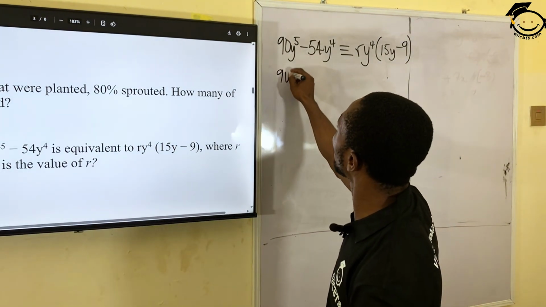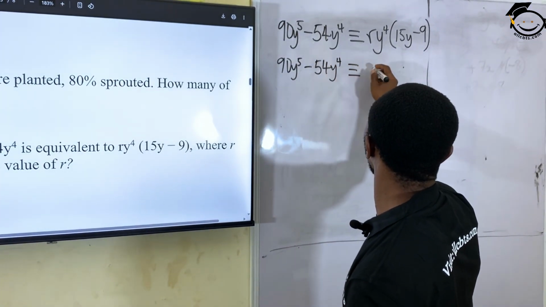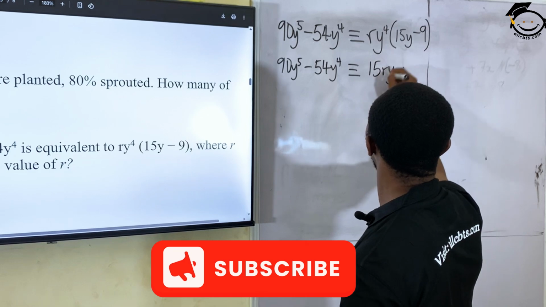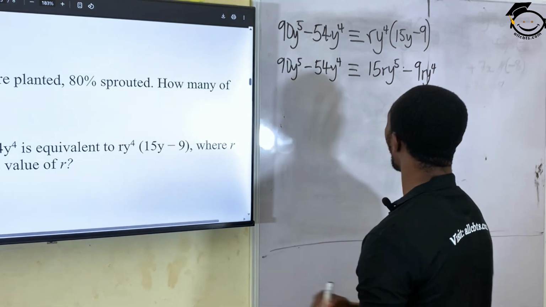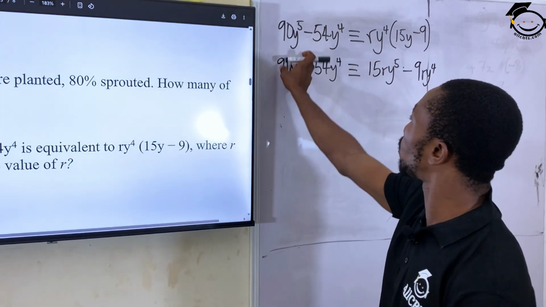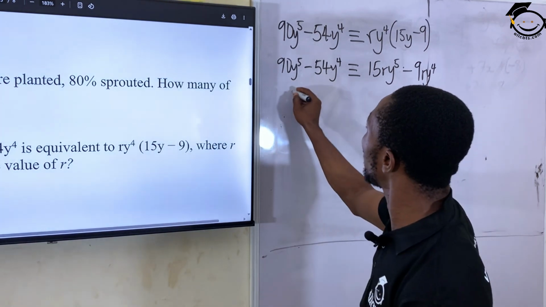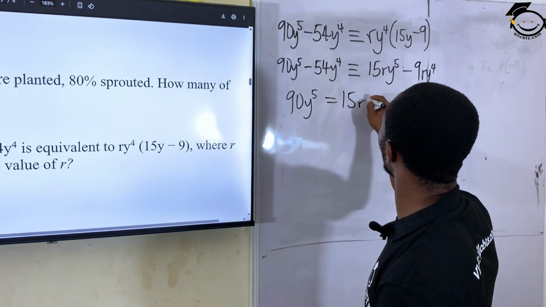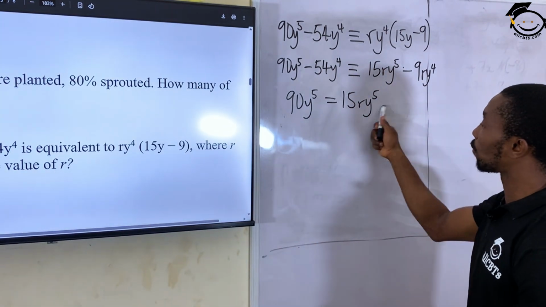This will become 90y raised to power 5 minus 54y raised to power 4 is equivalent to this. 15 times this will give us 15r y raised to power 5 minus 9r y raised to power 4. Now, since they say it's equivalent, that means 90y raised to power 5 is equivalent to 15r y raised to power 5. So 90y raised to power 5 equals 15r y raised to power 5. Now, we can easily find the value of r from here.